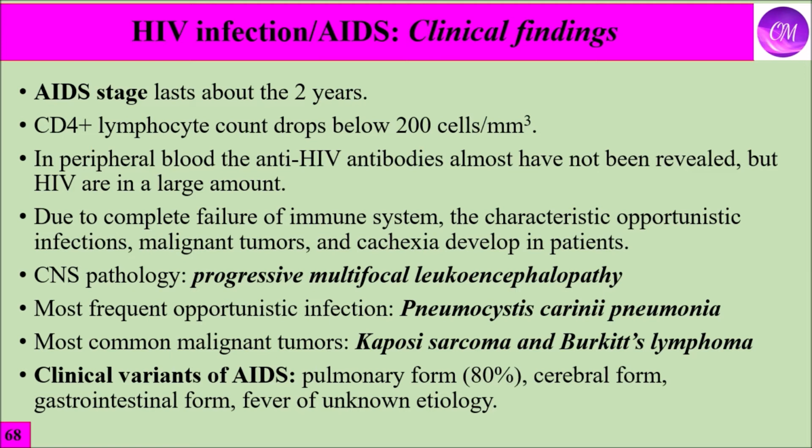The most frequent opportunistic infection is pneumocystic pneumonia, and the most common malignant tumors are the Kaposi sarcoma and Burkitt's lymphoma. And clinical variants of AIDS. This is first the pulmonary form in 80%, cerebral form, GI form or gastrointestinal form, and fever of unknown etiology.